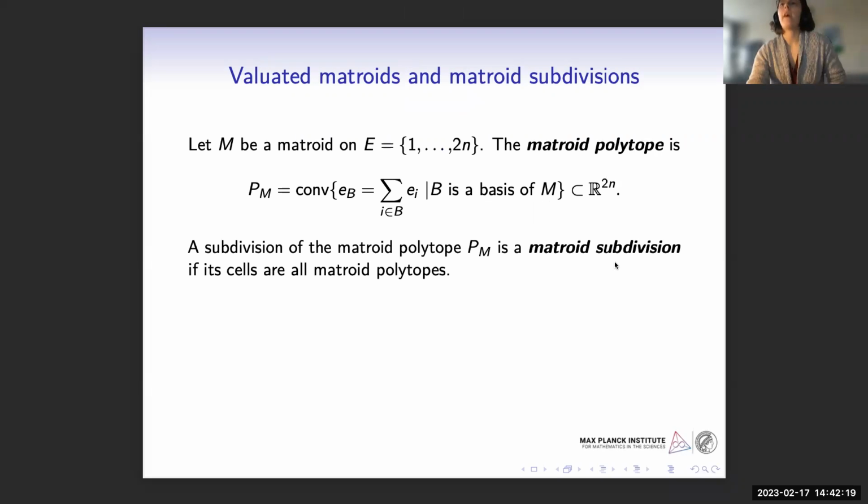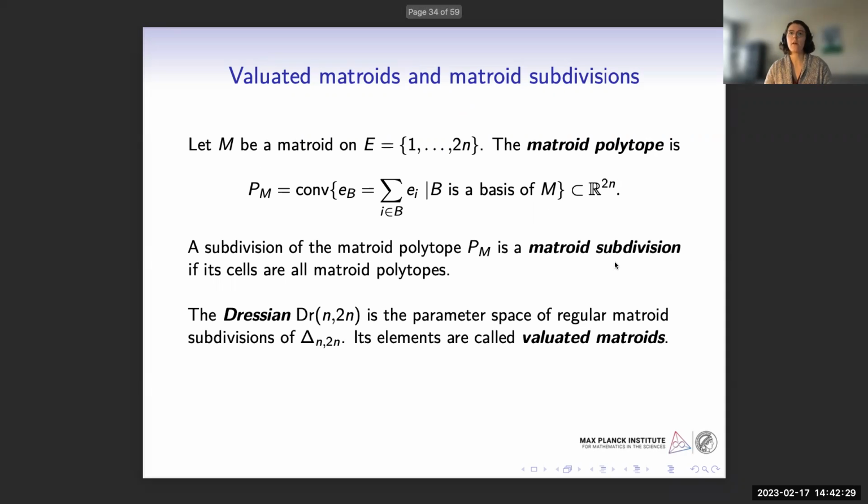Okay. Now, one thing that we want to do is, of course, also parameterize matroid subdivisions. And we only want to parameterize the nice matroid subdivisions, which are called regular matroid subdivisions. And the parameter space for these are Dressians. Regular subdivision just means that the subdivision is given by a height function, which I hope everybody has seen before. They're kind of popular when we're looking at tropical varieties, especially hypersurfaces. If anybody has a question on these, I'm happy to elaborate, but I think everybody will be familiar.